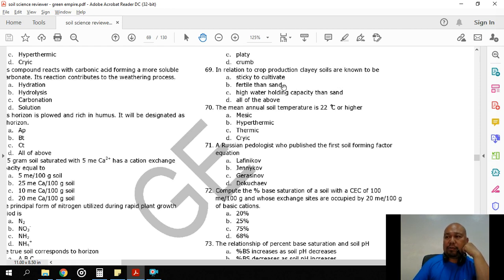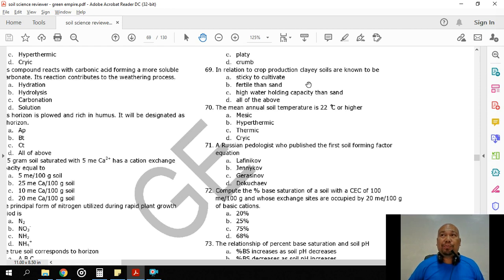Clay soils are sticky to cultivate. It is also more fertile than sand. Clay is generally made up of secondary minerals. As I mentioned before, the chemical part of weathering is breaking down the primary minerals into secondary minerals. When primary minerals are broken down into secondary minerals, some of the elements are liberated into the soil solution. So therefore, it makes the secondary minerals more fertile than primary minerals.